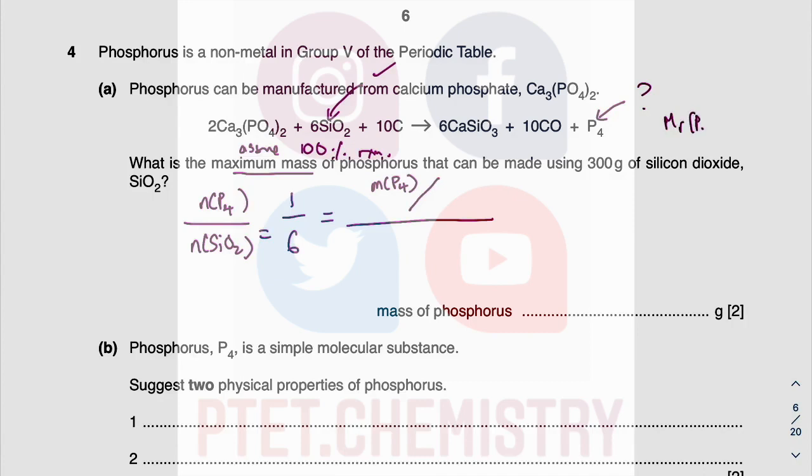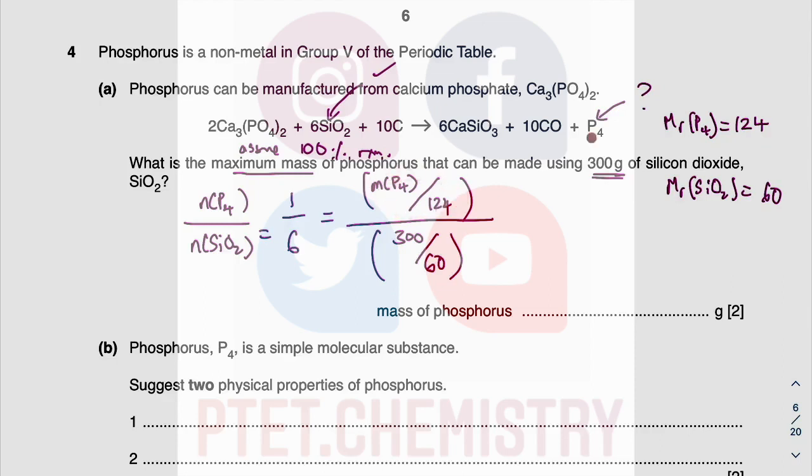So the molecular mass of P4 is 31 times 4 from your periodic table, because you have 4 phosphorus atoms. The molecular mass of SiO2 is 28 plus 16 times 2, that is 60 from your periodic table. So what I'm doing here is the actual mole of the phosphorus is the mass in gram over the Mr, and then the mass in gram over the Mr. Mole, actual mole of phosphorus that are formed, actual mole of SiO2 that has reacted from the balanced equation.